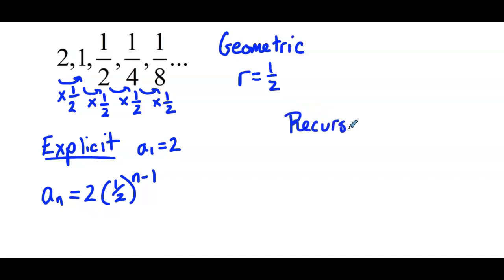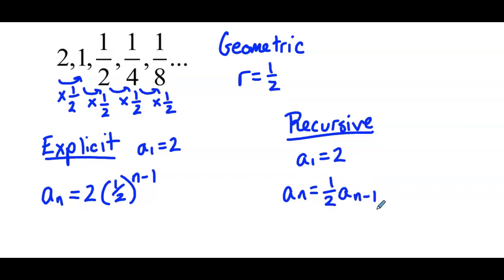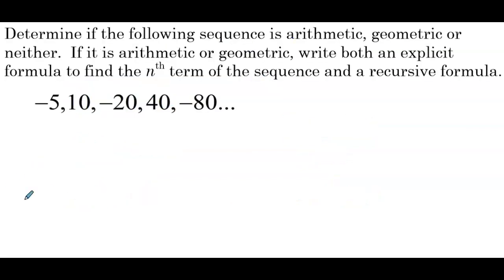Recursively, again, we need a starting value, so a sub 1 equals 2. And we need to figure out how to go from one term to the next. So how do we get to a sub n? Well, we take the term before it, and we multiply by 1/2. So we can write this as 1/2 times a sub n minus 1. A sub n minus 1 is the term that comes before a sub n. So we've done one arithmetic, one geometric, which is good to refresh our memory on both their explicit formulas and how to write each sequence recursively.